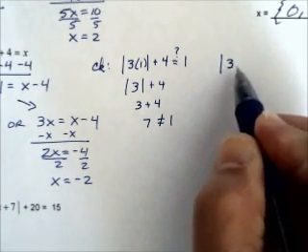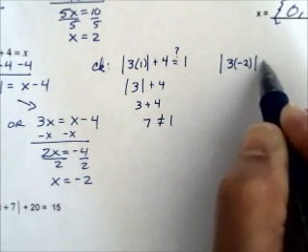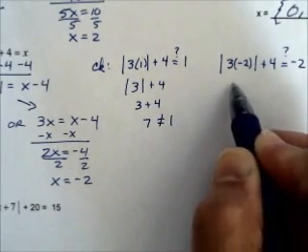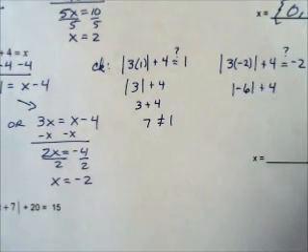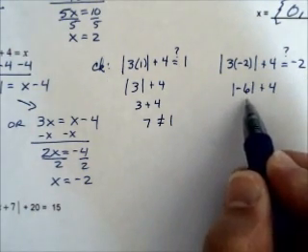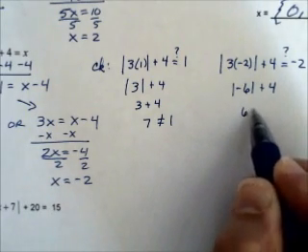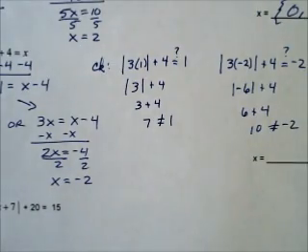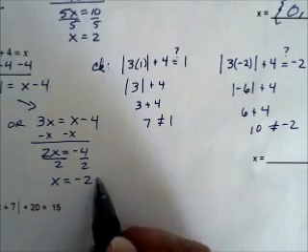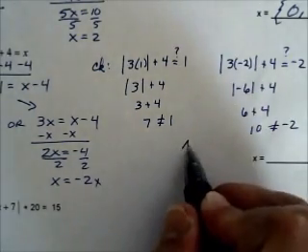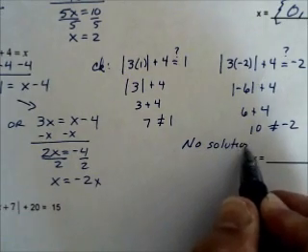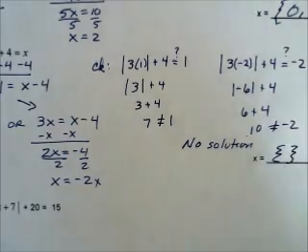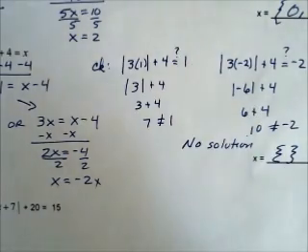Does the absolute value of 3 times negative 2 plus 4 equal negative 2? It's negative 6. The absolute value of negative 6 is 6, plus 4 is 10. Well, 10 does not equal negative 2. So negative 2 does not work. So there's no solution here. So our solution set is what's called the empty set. So it's just our set notation with nothing inside of it.